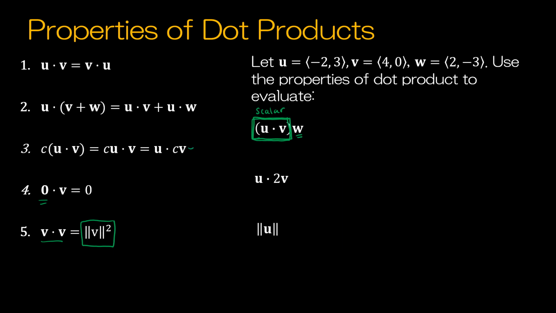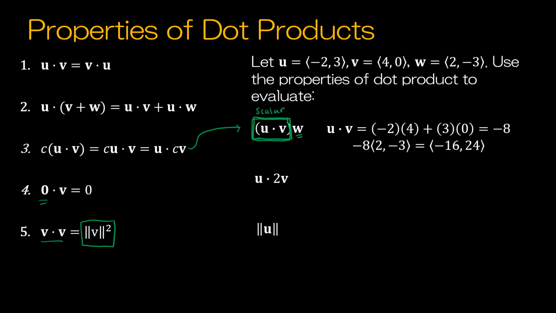So obviously we could either take w times u and then find the scalar with v, or take w times v, or we could go ahead and find the dot product. So I went ahead and found the dot product of u and v, which was negative 8. And then I took negative 8 times w, but again, I could have done that in another order and gotten the same result. The second one, we have u dot 2v. Again, I already know u dot v is negative 8.